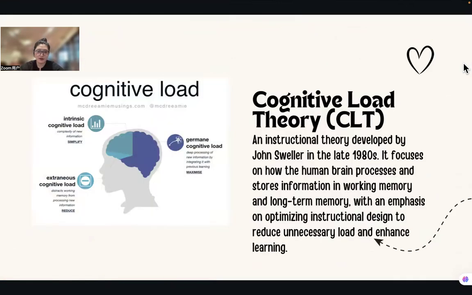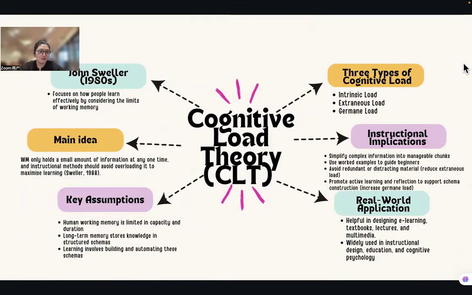So first of all, cognitive load theory was developed by John Sweller in the late 1980s, and it actually focuses on how the human brain processes information based on working memory and long-term memory. Working memory can only hold a very small amount of information at once, so as students, we should try to avoid overloading during the study process.